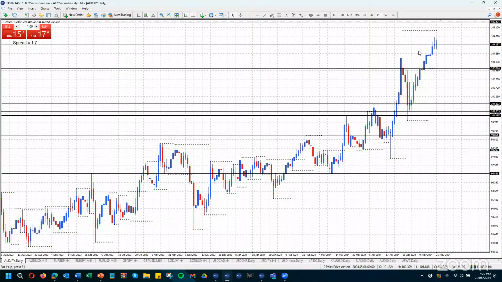Yesterday we did close above 104 just, but we were struggling for a good half of the day to hold above 104. So again today, are we going to be able to hold above 104 or are we seeing a reversal? I would certainly watch up here.